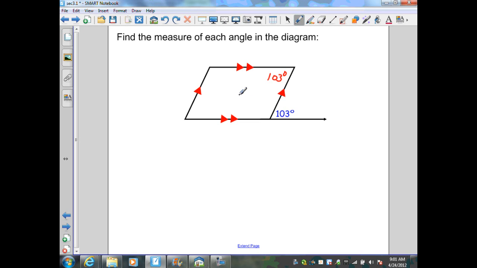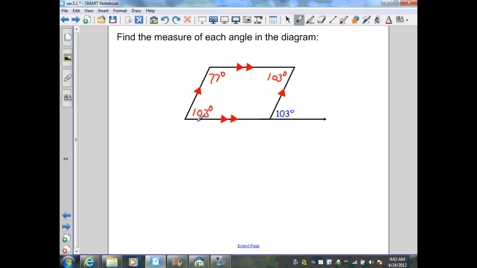Now I have these two pair of lines that are parallel. Here, I have a transversal that intersects two parallel lines. Therefore, same side interior angles are supplementary. So I know that this has to be 77 degrees. In this case, I have another set of parallel lines. If two parallel lines are cut by a transversal, then corresponding angles are congruent. Therefore, this is 103 degrees.